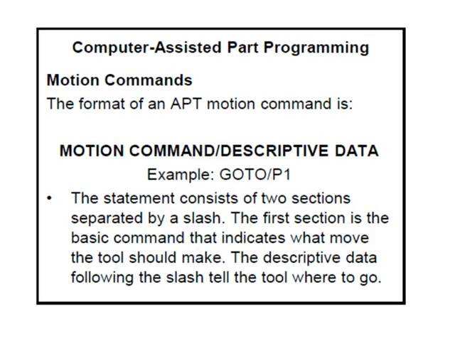Next we will see how to write the motion commands. Motion command slash descriptive. This is the basic formula to write. For example, GO TO slash P1. It means go to the point P1 from the place where it is, from that particular location, go to the P1 where the tool has to go.